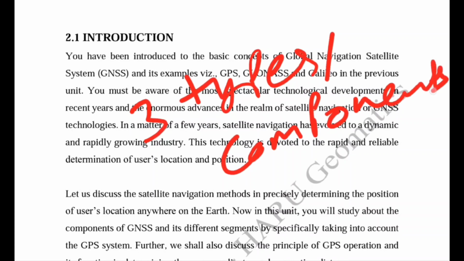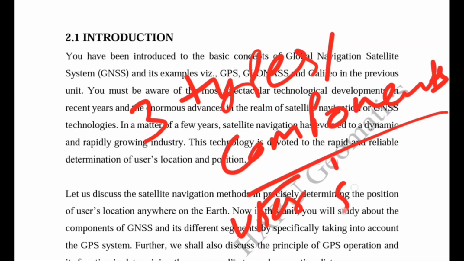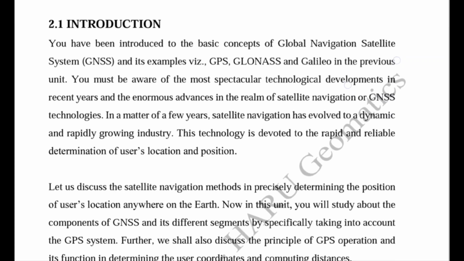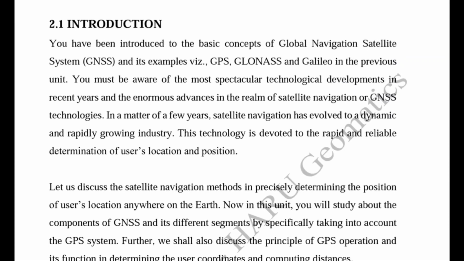And what are the components of GNSS? One is the user segment, second is the space segment, third one is the control segment. So all these three segments we will discuss in brief today. So as we know, what is the GNSS? GNSS is the Global Navigation Satellite System.